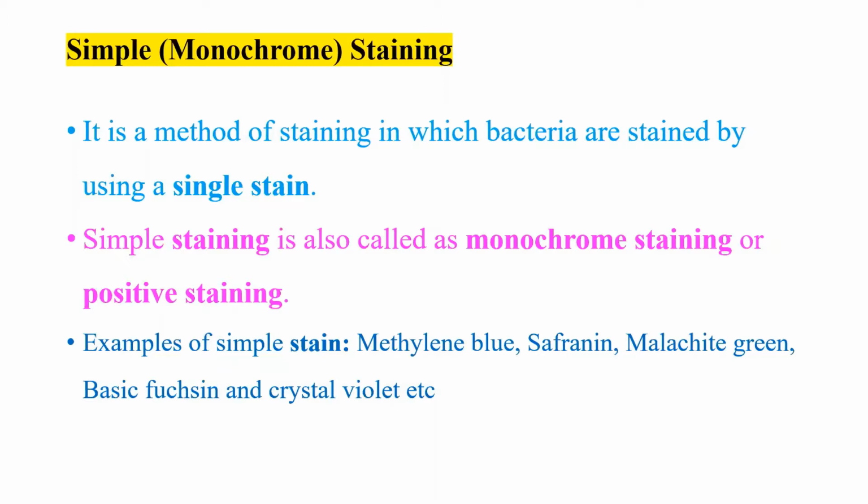Mono means single, so it's a method of staining in which bacteria are stained by using a single stain. Simple staining is also called monochrome staining or positive staining. Examples of such simple stains are methylene blue, safranine, malachite green, basic fuchsine, crystal violet, etc.